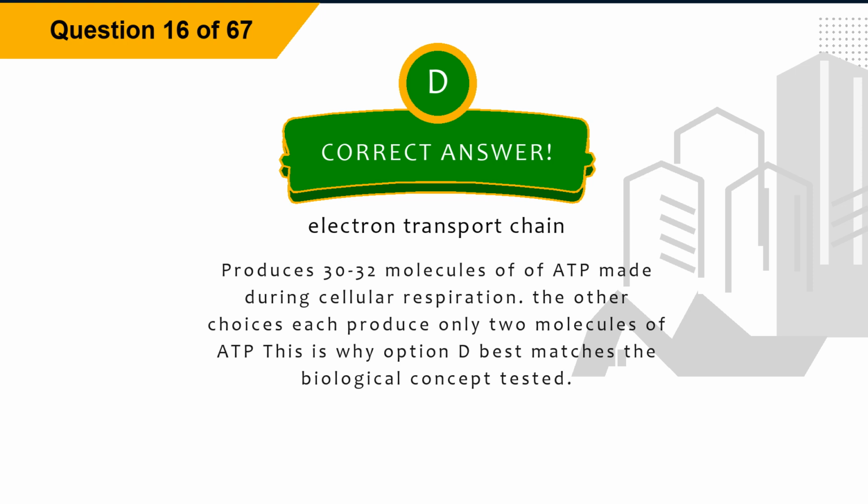Explanation: it produces 30-32 molecules of ATP made during cellular respiration. The other choices each produce only 2 molecules of ADP. This is why option D best matches the biological concept tested.